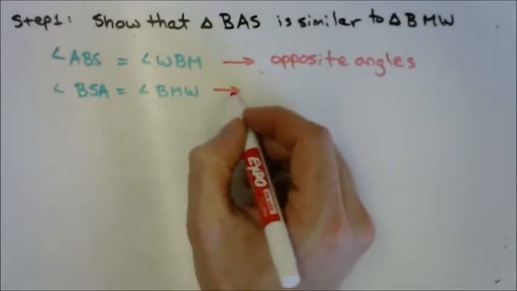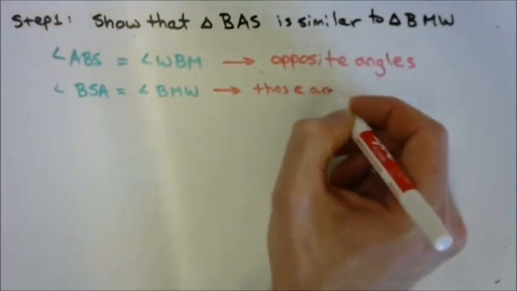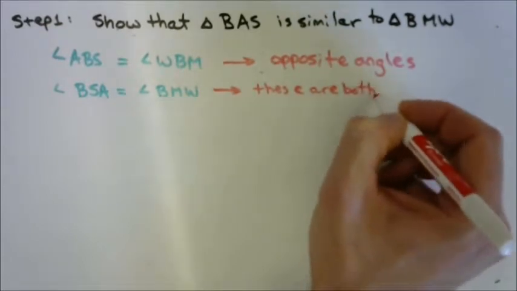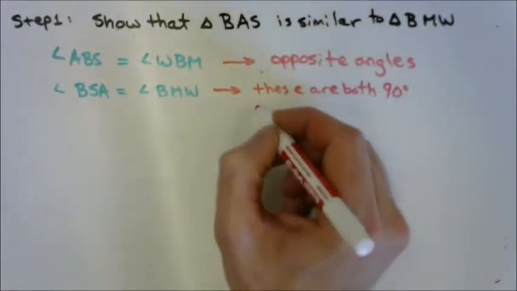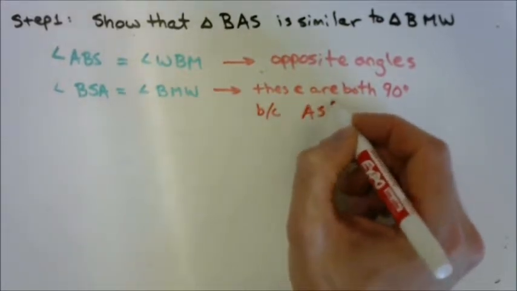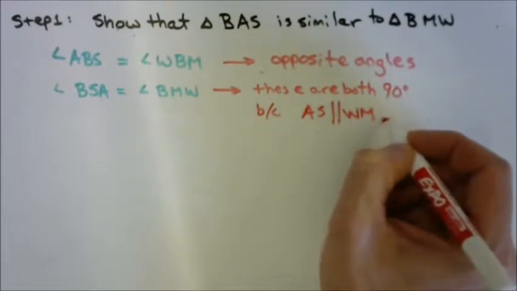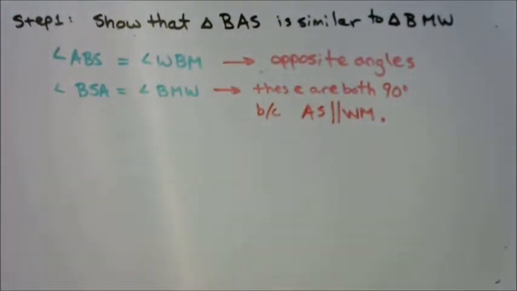And our rationale says these are both 90 degrees because AS is parallel to WM. And I'm using my symbol for parallel there. AS is parallel to WM. That means they're both 90 degrees. If one is, then the other one must be.